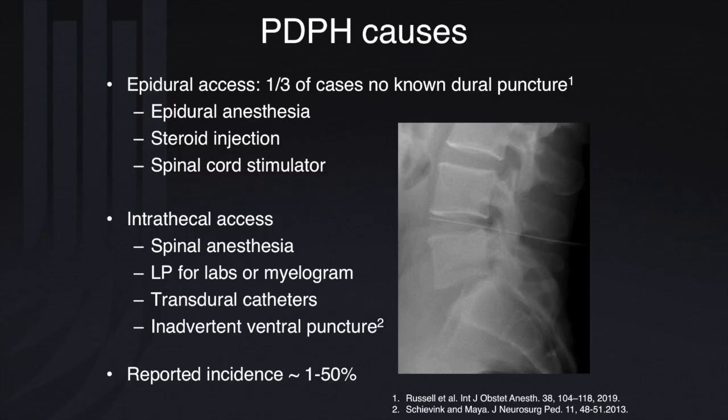So some of this was already covered by the two excellent prior lectures, but in general, post-dural puncture headache causes include those of epidural access and intrathecal access, right? So these are iatrogenic cases. There are lots of different things where you might be trying to get epidural access that went awry, right? Epidural anesthesia, steroid injections that some of us do here in this room, spinal cord stimulator placements, and then intended intrathecal access, right? We are actually intending to breach the dura, but we leave a hole behind, and that includes spinal anesthesia, LPs that are done very commonly, but also transdural catheters and inadvertent ventral punctures, which we'll talk about in a bit. And who knows what the actual incidence is, right? We're getting a very wide range here in the literature.